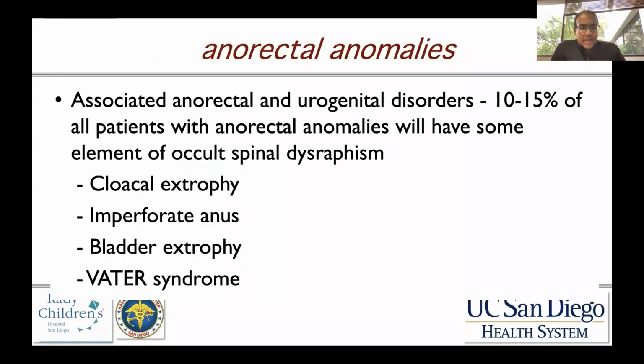Anorectal anomalies can also be associated with closed neural tube defects, and associated anorectal and urogenital disorders can happen in 10 to 15% of all patients with anorectal anomalies. And this can include cloacal exstrophy, imperforate anus, bladder exstrophy, and VACTERL syndrome, which you all know what that is.